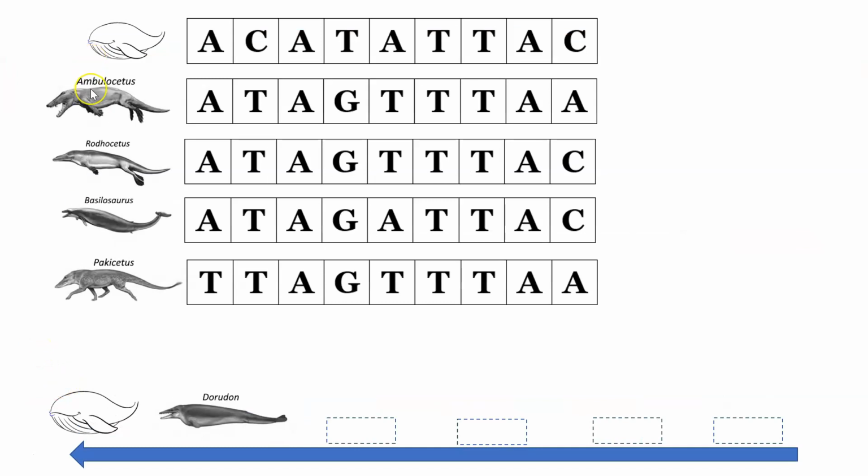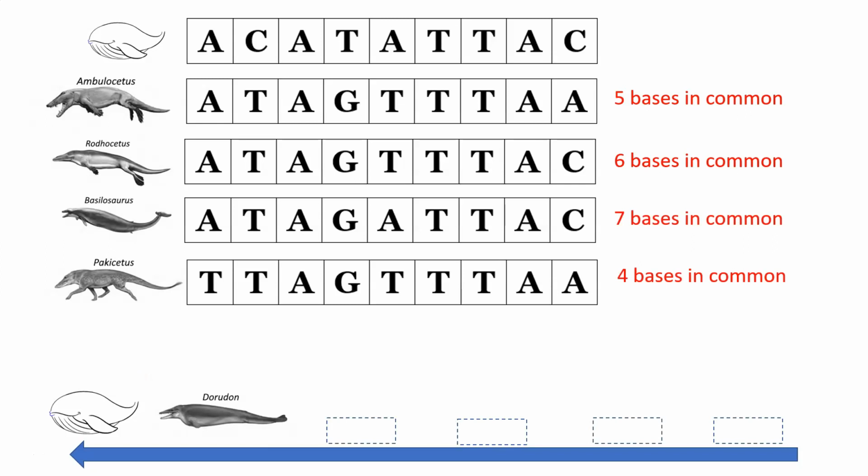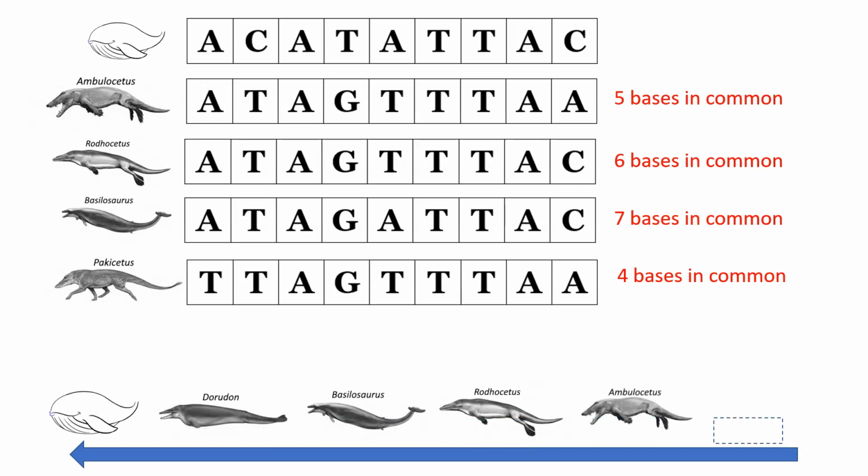Okay, so Ambulocetus's DNA has 5 bases in common with the modern whale, and Rhodocetus shares 6 bases in common. Basilosaurus shares 7 bases, and Pakicetus has 4 bases in common. Remember, the more bases in common to the modern whale, the closer the relative. Dorudon had 8, so then Basilosaurus comes next with 7, then Rhodocetus, then Ambulocetus, and finally the most distant relative, Pakicetus. That's 4 lines of evidence for evolution, but you might need some more convincing.